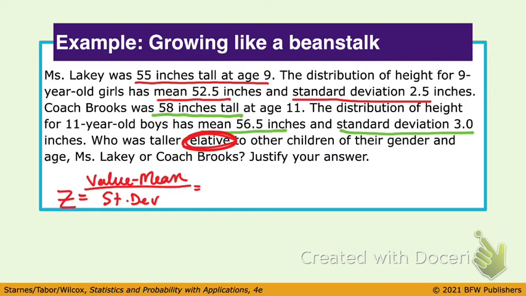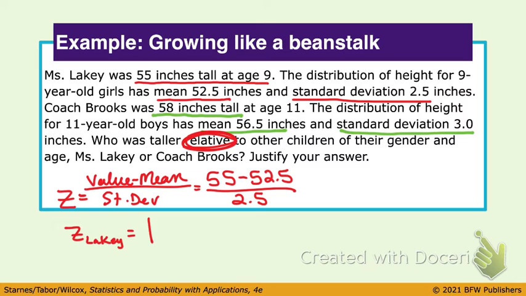So Miss Lakey's value in her distribution was 55. That's how tall she was at age 9. That distribution has a mean of 52.5. We can already see that she was above average, but now we're going to divide by the standard deviation to see what her actual z-score is. So the z-score for Miss Lakey would be 55 minus 52.5 divided by 2.5, which is 1. So that means that Miss Lakey was 1 full standard deviation above average.